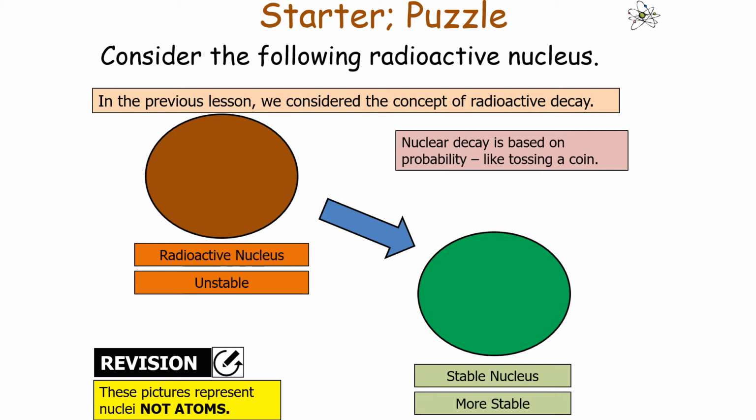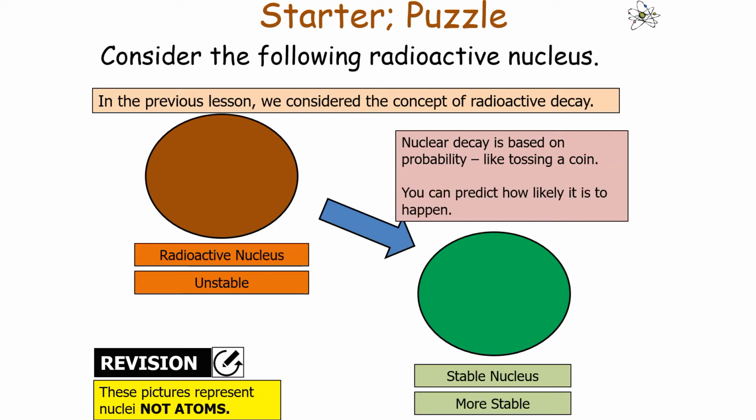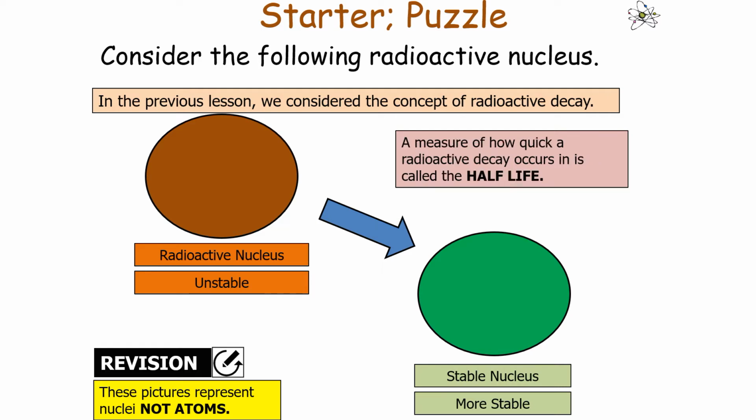Now nuclear decay is based on probability, like tossing a coin. You can predict how likely it is to happen, and a measure of how quick a radioactive decay occurs is called its half-life. The half-life is the average time it takes for half of the unstable nuclei to decay and become stable. So the half-life is the average time it takes for the activity of the sample to halve. The half-life is the average time it takes for the count rate of the sample to halve.